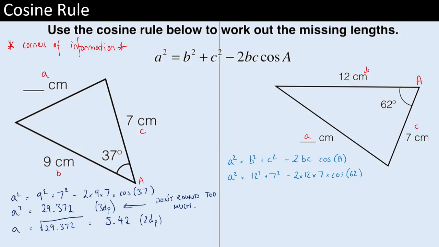So here we go. I'm just going to type all of that into my calculator. 2 times 12 times 7 times cos 62, close brackets, equals. a squared equals 114.129 for 3 decimal places. Don't forget that final step. A is the square root of 114.129. So I can just do the root of my answer on my calculator, which gives me 10.68 for 2 decimal places. Boom. Done. So there we go, there's our cosine rule.